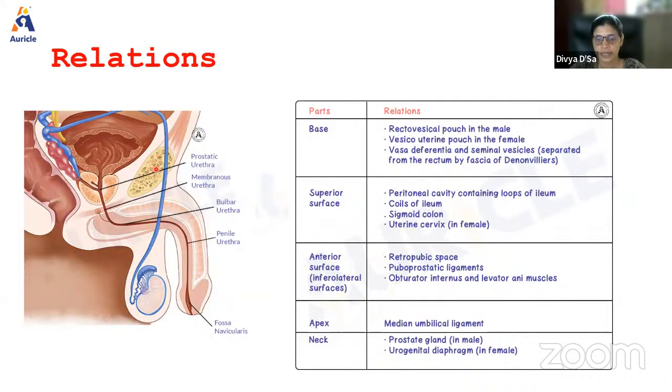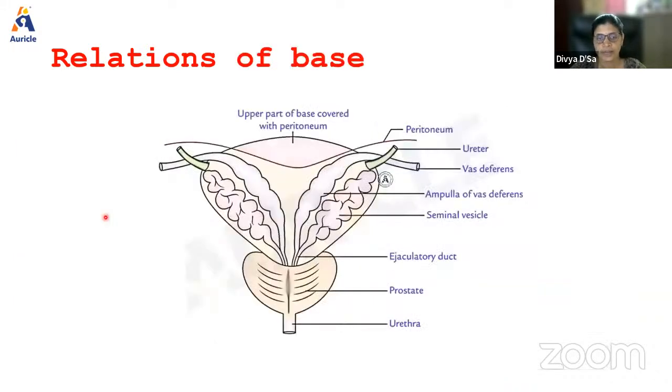So the puboprostatic ligament in males and the pubovesical ligaments in females will be there. The obturator internus and levator ani muscle you may see in the inferolateral surface. The apex is related to the median umbilical ligament, and the neck is related to the prostate gland in males, whereas in females it will be directly related to the urogenital diaphragm. So these are the relations which we see at the base.